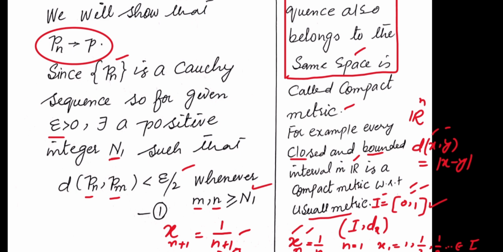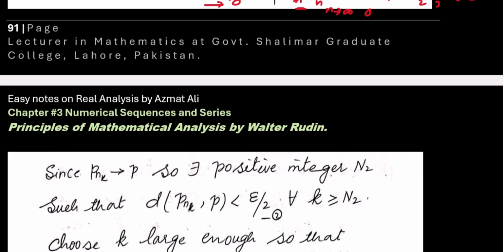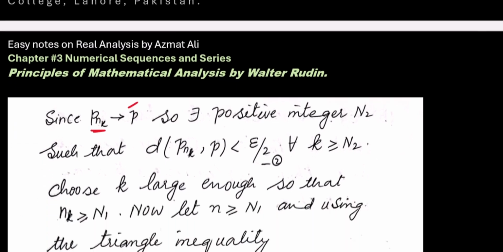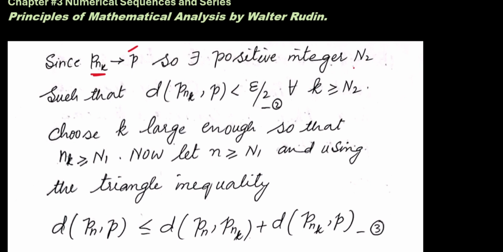Next, I use the same definition for the convergent subsequence. Since P_{n_k} is a convergent subsequence, as we have supposed, and it converges to P, again by the definition of convergence, there exists a positive integer n2 such that the distance between P_{n_k} and P is less than epsilon by 2 whenever k is greater than or equal to n2. Say this is 2. What I have to show is that Pn converges to P. This is my target. To show this, I will use the triangle inequality.